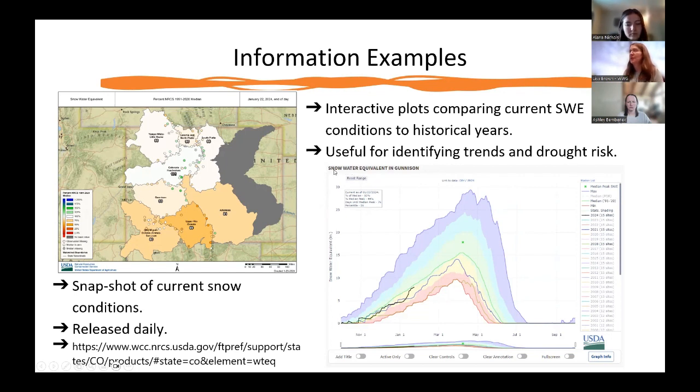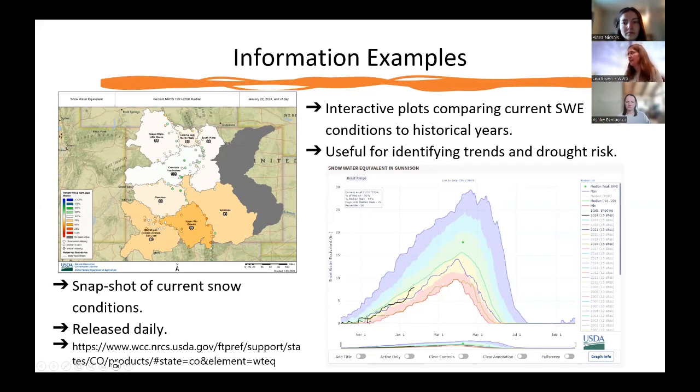So not only the measure of how much precipitation has fallen, but how much water is sitting in the snow at the specific SNOTEL sites. This is a nice little interactive plot here, and it's color-coded based on the historical information. I selected the area for the Gunnison, so it's combining the SNOTEL sites that are upstream of the contributing watershed for the Gunnison.